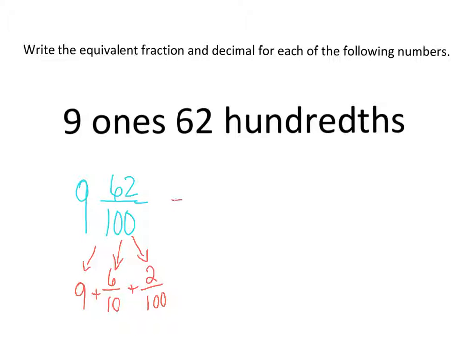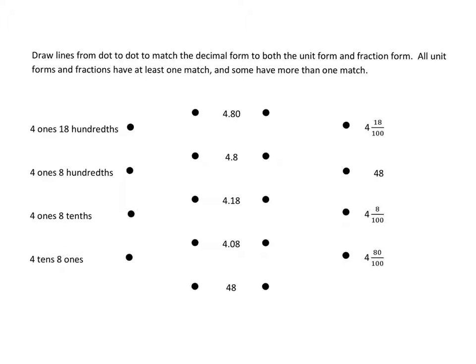But now let's change it and make an equivalent decimal to 9 and 62 hundredths. 9 goes to the left of the decimal. We have 6 in the tenths and 2 in the hundredths. All right, we're going to kind of connect the dots here. We're going to try to find 4 ones, 18 hundredths. Where is that located in this section here? So we have it right here. 4 ones and 18 hundredths is there, 4.18.